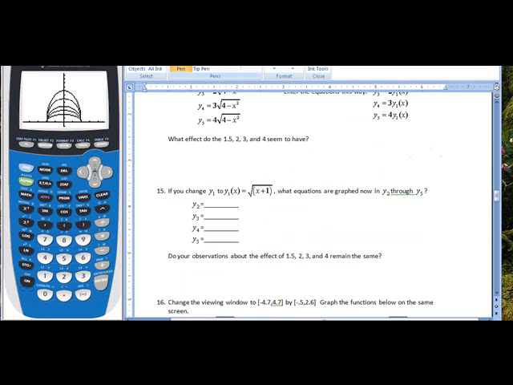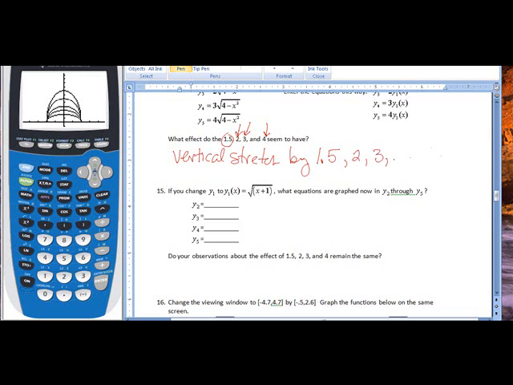What I think I'm seeing is that multiplying by 1.5 makes the graph 1.5 times as tall. Multiplying by 2 stretches the graph out so it's twice as tall. Multiplying by 3 stretches the graph out so it's 3 times as tall. And multiplying by 4 stretches your graph out so that it's 4 times as tall. So I think that we have a vertical stretch by a factor of 1.5, 2, 3, or 4, depending on which one we're looking at.